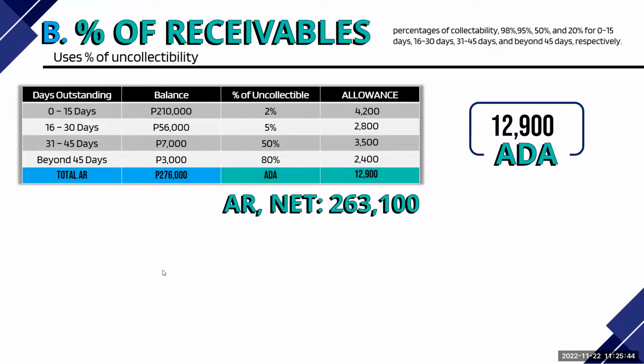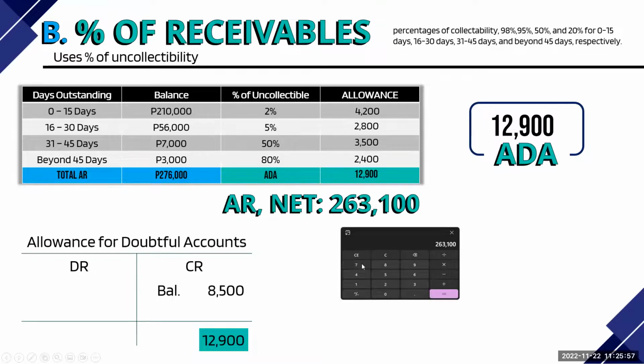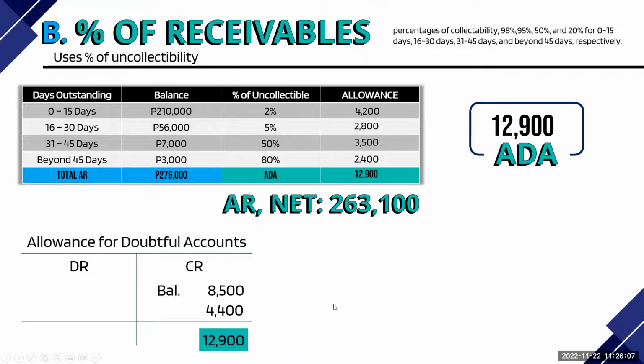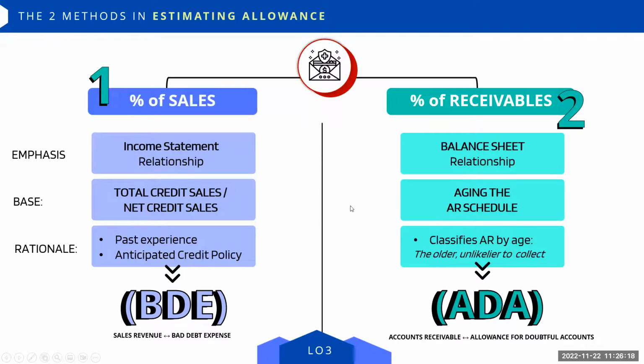Now, in terms of the T account, ito yung T account natin, right? Saan papunta si ADA? Sa labas. So, yung 12,900 is an ending ADA balance. Therefore, we have to solve for our BDE, which is 12,900 minus 8,500, 4,400. So, since ito yung BDE natin, ito yung journal entry: debit BDE, credit ADA, 4,400. So, that ends our percentage in estimating allowances.